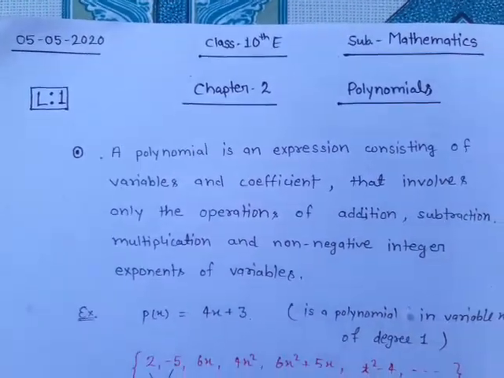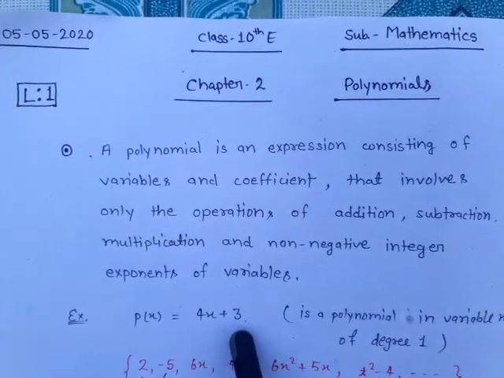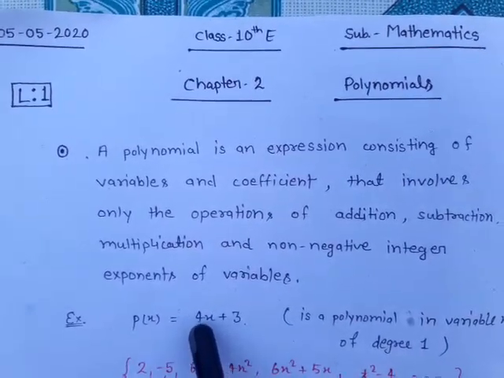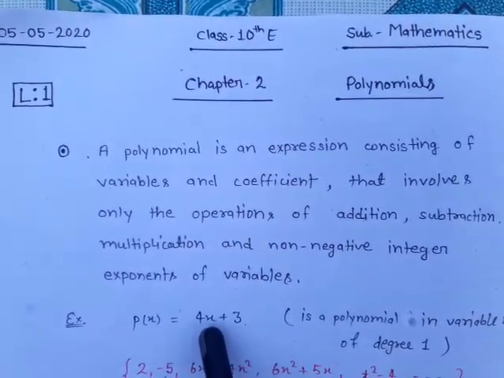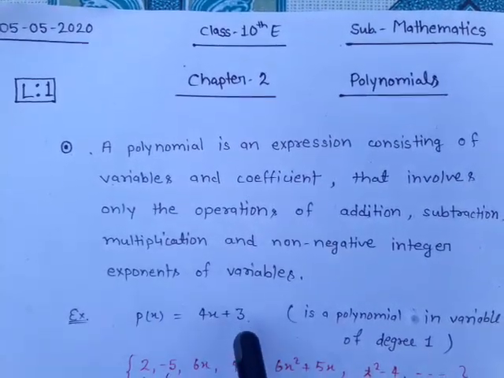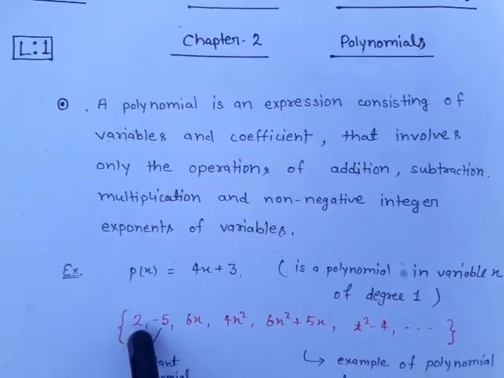Now an example of a polynomial is p(x) = 4x + 3. The polynomial is denoted here as p(x), in variable x. Here it is a polynomial in variable x, and the power of x is 1, so the degree of the polynomial is 1. Here we also discuss some other examples of polynomials.